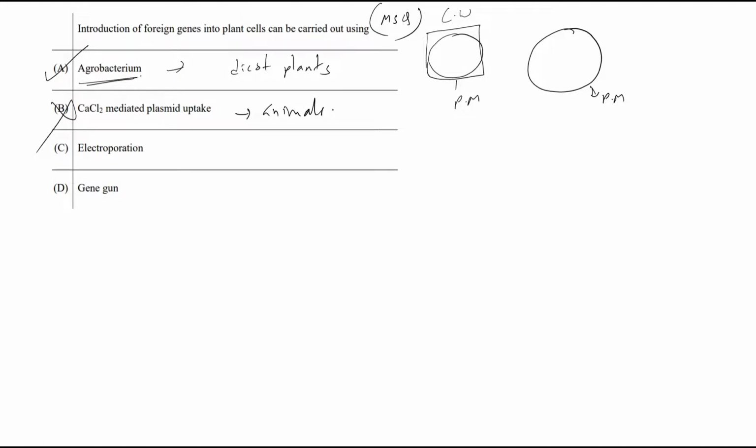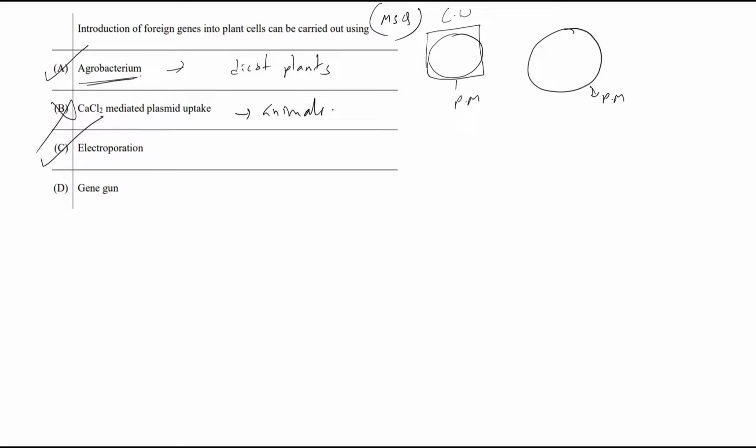And electroporation, the third one. Electroporation is the use of electricity to generate small or minute pores in the plasma membranes, due to which the foreign genes incorporate. So electroporation is used for plant cells, so this will be correct. Also for animal cells, for both of them.